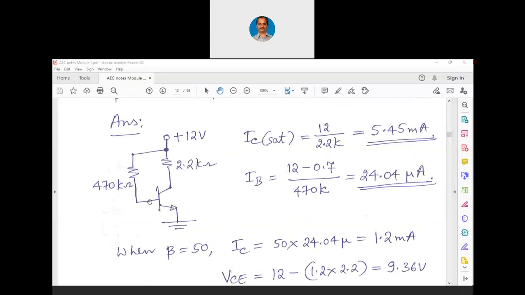Between base and emitter there is a PN junction. So there is a 0.7 volt drop between base and emitter on the input side. That is why 0.7 is subtracted there.